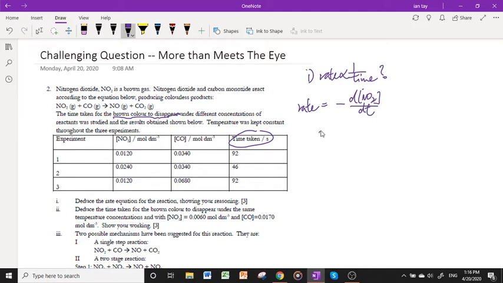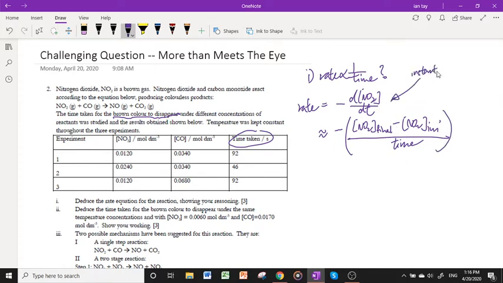And is being approximated by negative final [NO2] minus initial concentration of NO2 divided by the time taken. So this is an instantaneous rate, whereas this is the average rate. So this is an approximation.